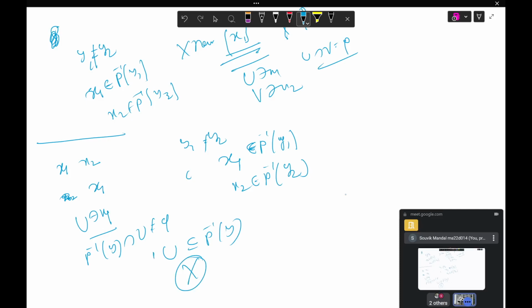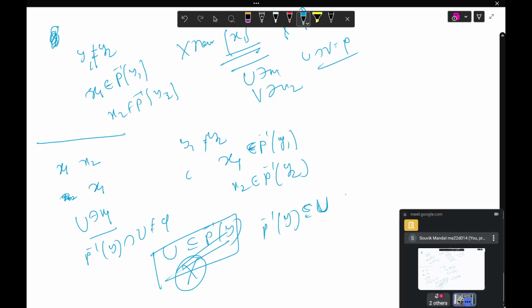Understand? No, sir. Why is P inverse y contained in U? One element of P inverse y is inside U, but all elements of P inverse y may not lie inside U. Correct? Yes, sir. So whatever you are doing is restricted to only one element, but P inverse y may contain more than one element, right? So P inverse y may not lie fully inside U. That's the point. Okay.